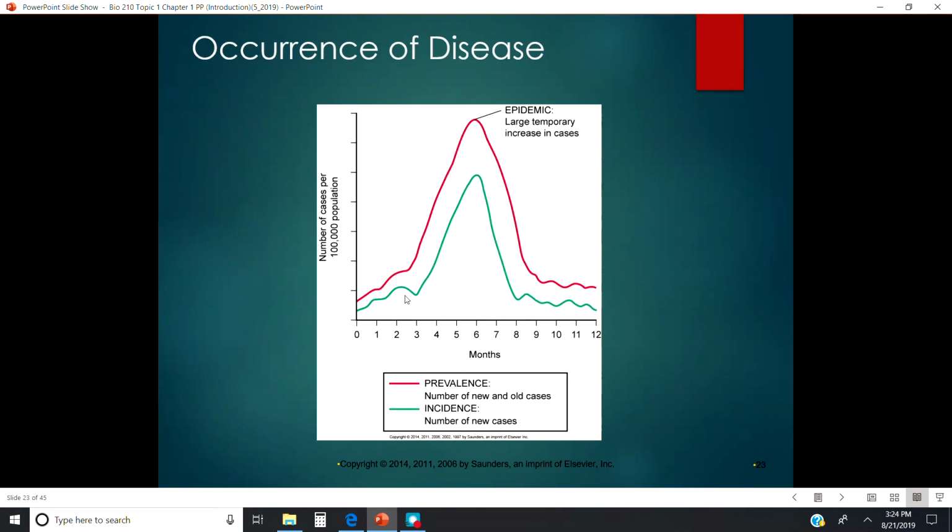Going back to this graph, the prevalence was the red, the new and old cases. Then green is the incidence, the number of new cases. But notice they spike. This would be the epidemic right over here. And then hopefully with treatment, the epidemic will resolve itself and not become a pandemic, not become global and continuous.